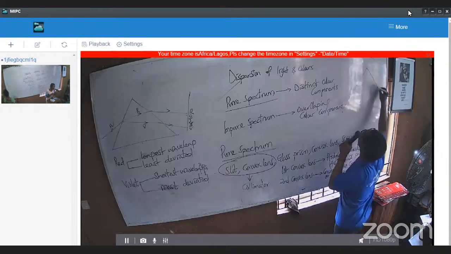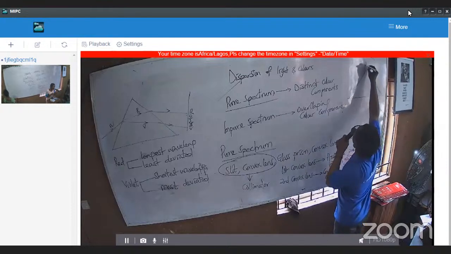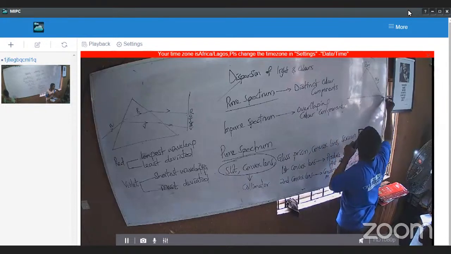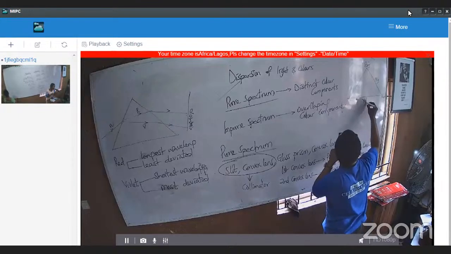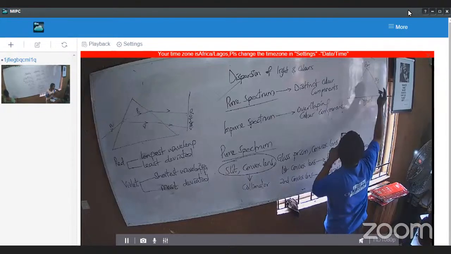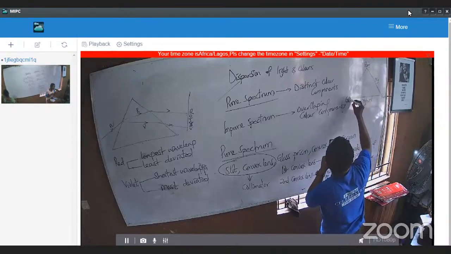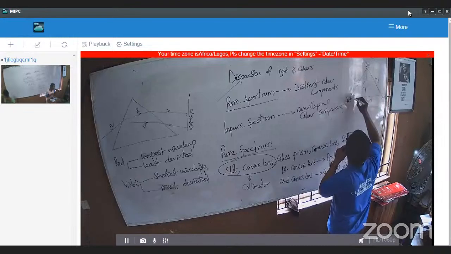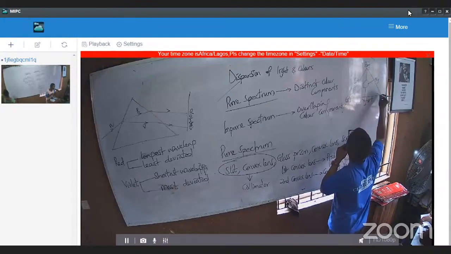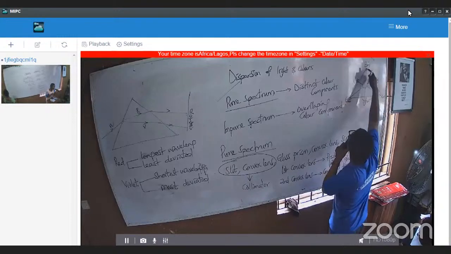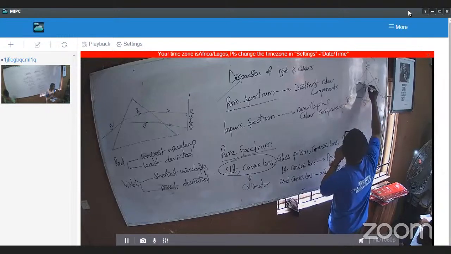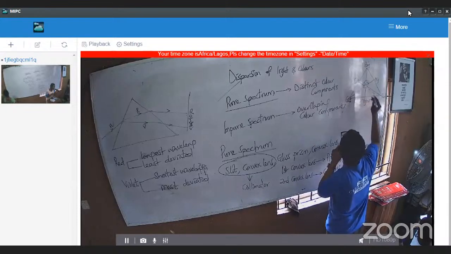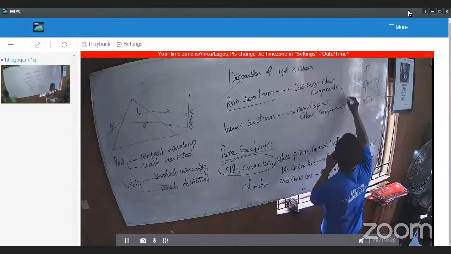Then white light. Buy my red yogurt, get Coke. I gave them this formula some years ago. If I face you, then the two of us are complementary colors. That means blue and yellow, we are complementary, and will give white. Red and cyan will give white.